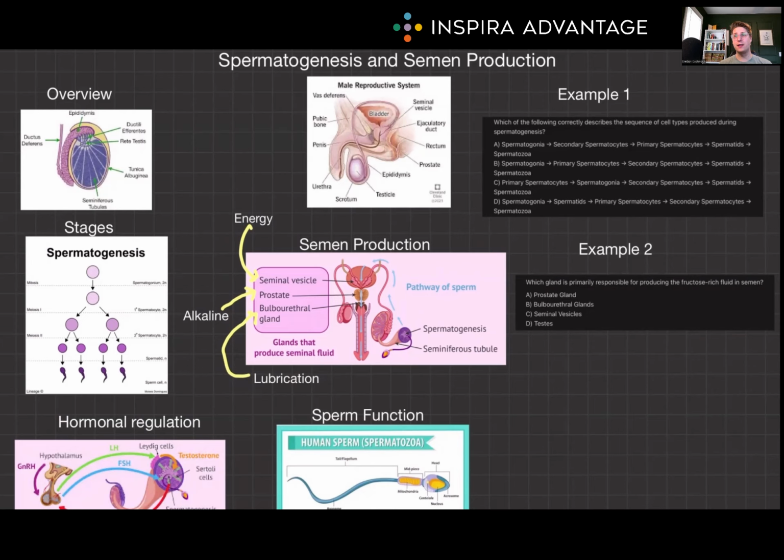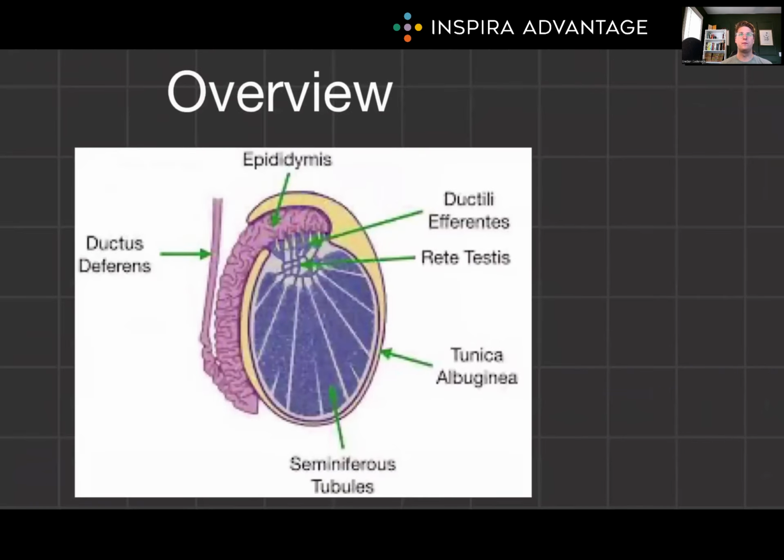Today, we're diving into the fascinating process of spermatogenesis and semen production. These are fundamental topics in reproductive biology and are crucial for your MCAT preparation. Let's explore how sperm cells are produced and how semen is formed. Let's begin with an overview.